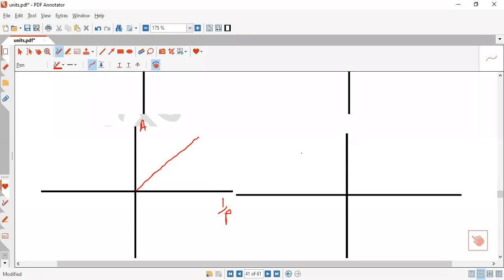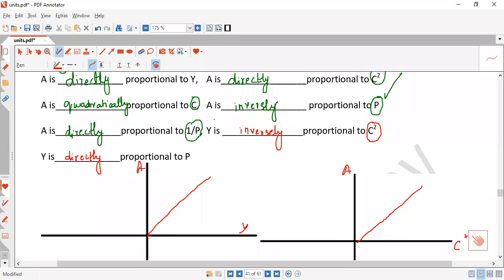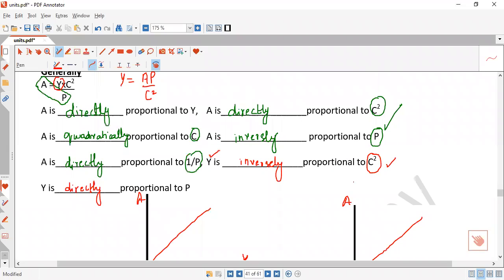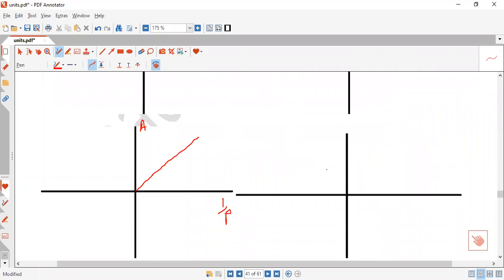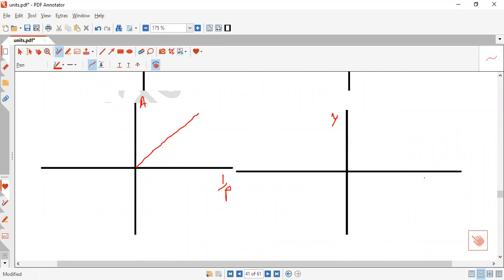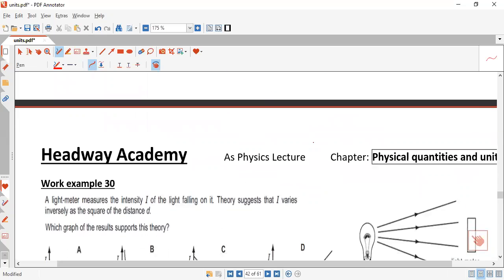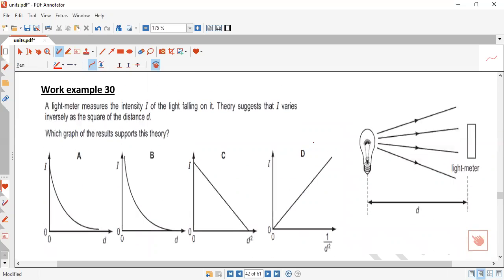Umaima, the question is for you. If y is inversely proportional to c square, and I draw the graph between y and c square, what would be the shape? A straight line with a negative gradient. No, not a straight line. It is a curve with a negative gradient. Inverse proportionality, right? So we are done with the graph.